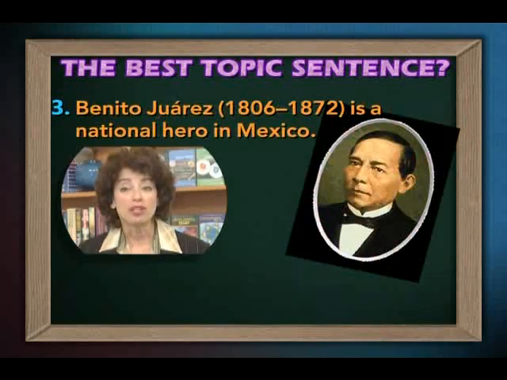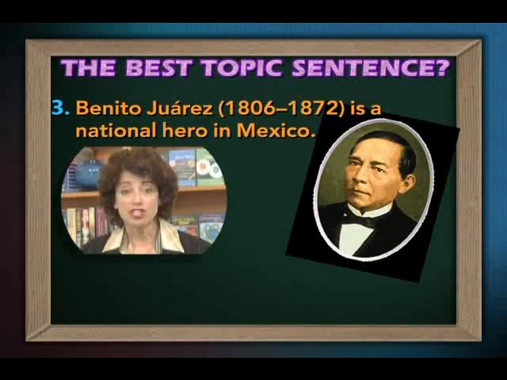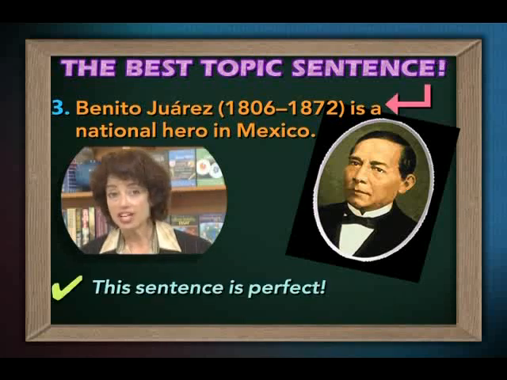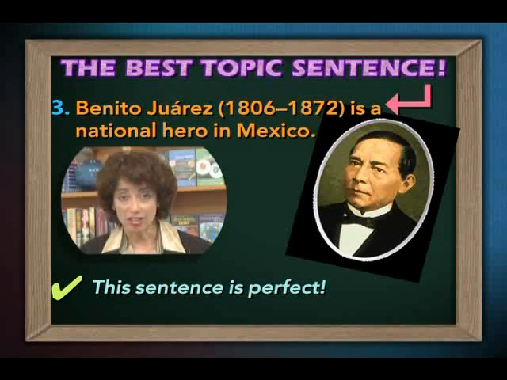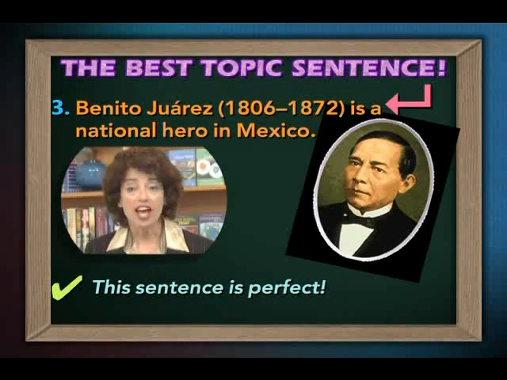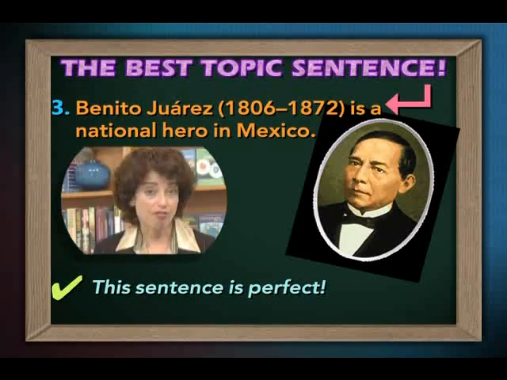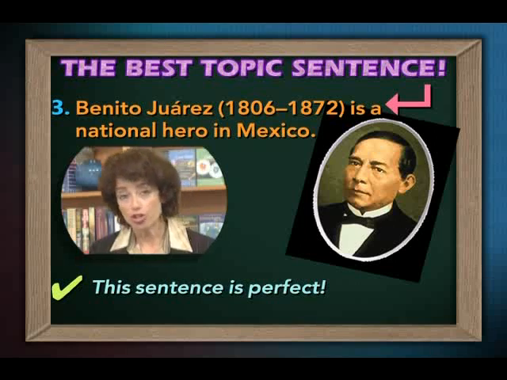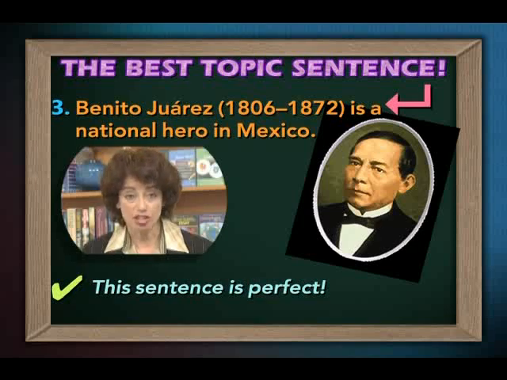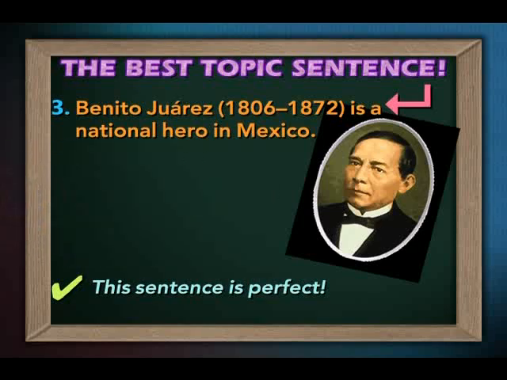The last one, Benito Juarez, 1806 to 1872, is a national hero in Mexico. This sentence is perfect, and the reason is it introduces the main idea, the life of Benito Juarez, and it gets readers interested in the topic, which is why he is so famous in Mexico. So you want to choose number 3 because it accomplishes the 2 purposes of a topic sentence. Topic sentences are so very important because they determine the entire scope of your paragraph.